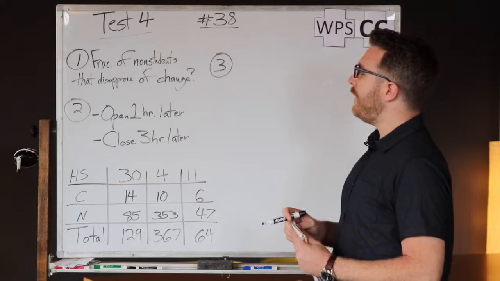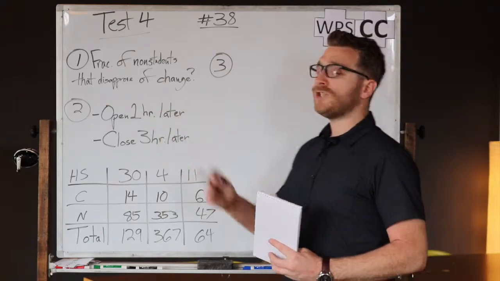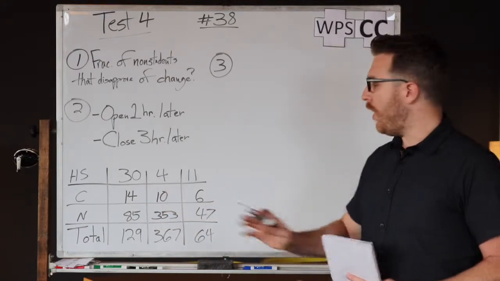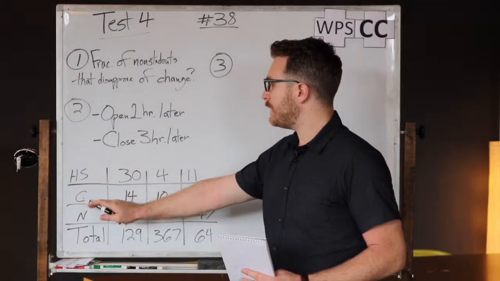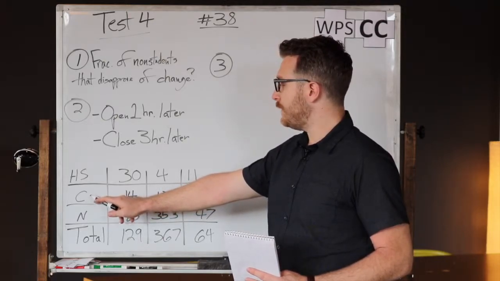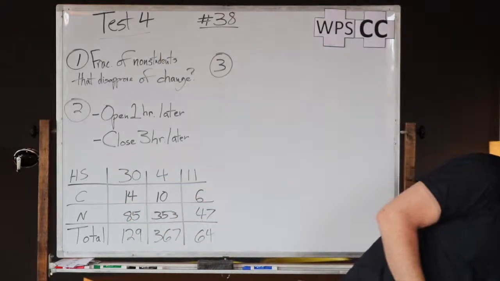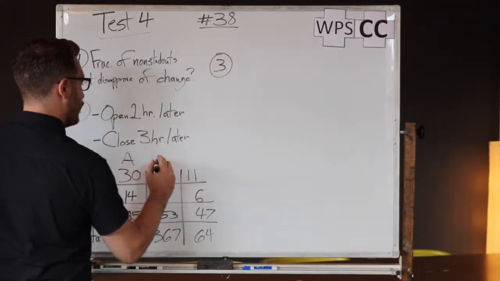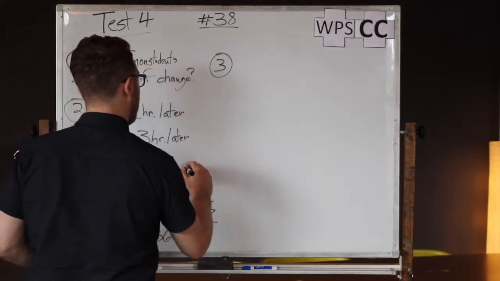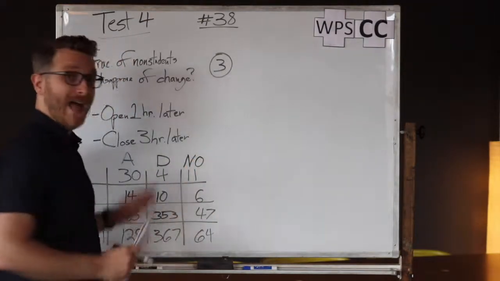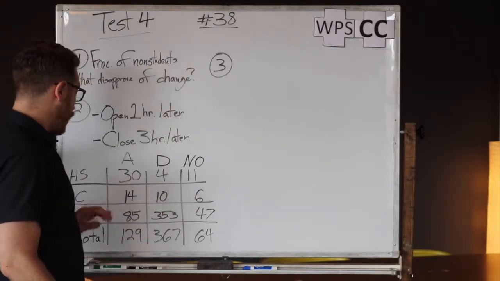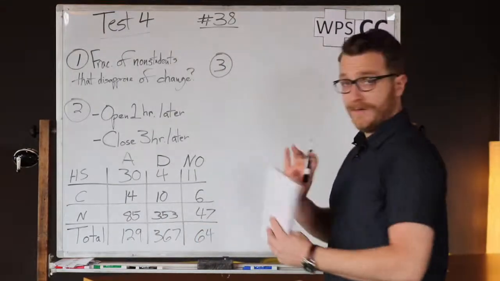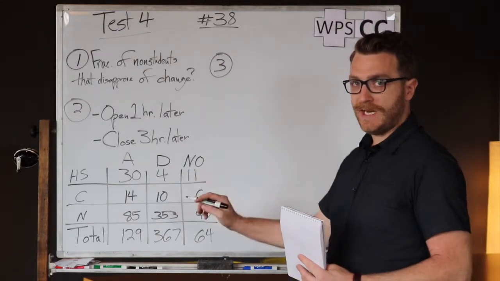We know that they now want to open 1 hour later, and they want to close 3 hours later. Also, they've given us an excellent table here with all the information of non-students, college students, and high school students. And what I should have put on here is this column is for those that approve, this column is for those that disapprove, and this is the column for people who had no opinion. They want to know, of the non-students, what fraction of them disapprove of the changes.